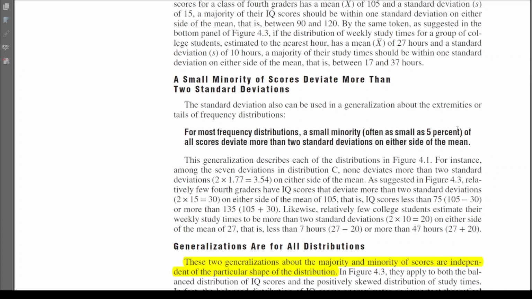For most frequency distributions, a small minority, often as small as 5% of all scores, deviate more than two standard deviations on either side of the mean. This generalization describes each of the distributions. For instance, among the 7 deviations in distribution C, none deviates more than two standard deviations on either side of the mean. As suggested in figure 4.3, relatively few 4th graders have IQ scores that deviate more than two standard deviations on either side of the mean of 105, that is, IQ scores less than 75 or more than 135.